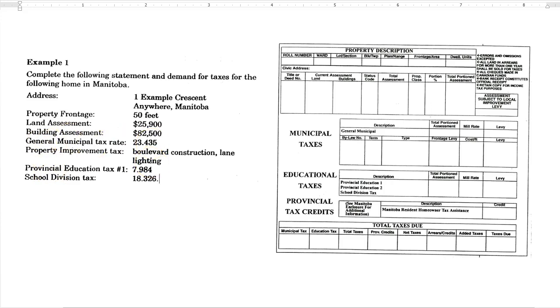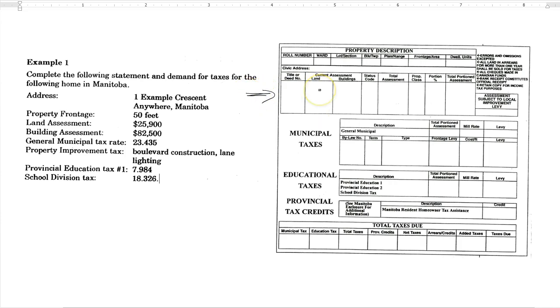So let's start filling out our form here. Now, because it's our example, I'm not really going to worry about putting in the address, but you could fit the address in right here. We're going to start here with calculating our TPA, our total portion assessment. Right here is our start.